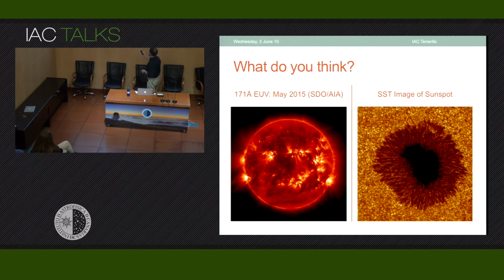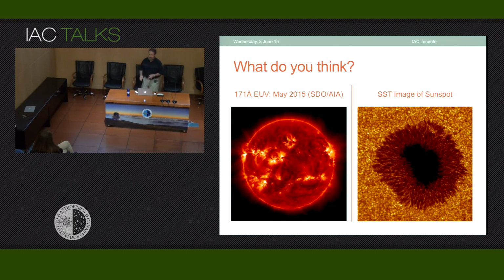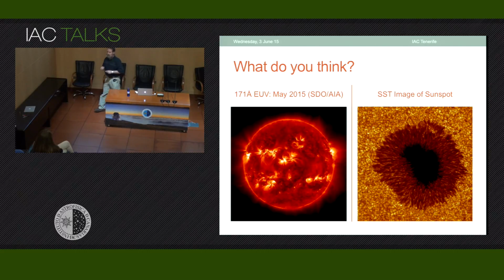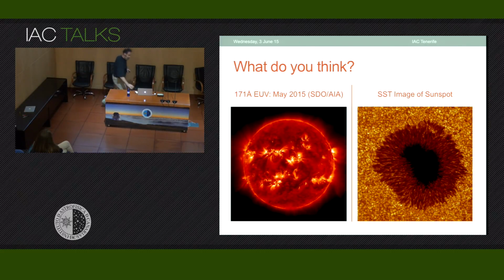And here's a close-up of a sunspot from the Swedish Solar Telescope, not a million miles from here. So we have structure. We have smaller structure than the global. So that's what I want to home in on here.